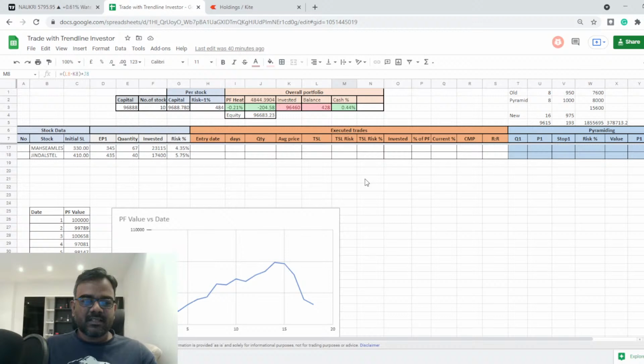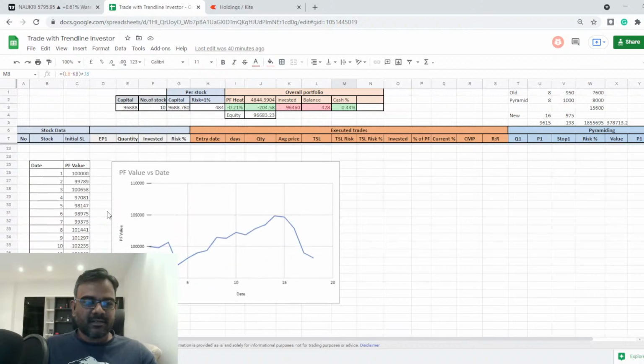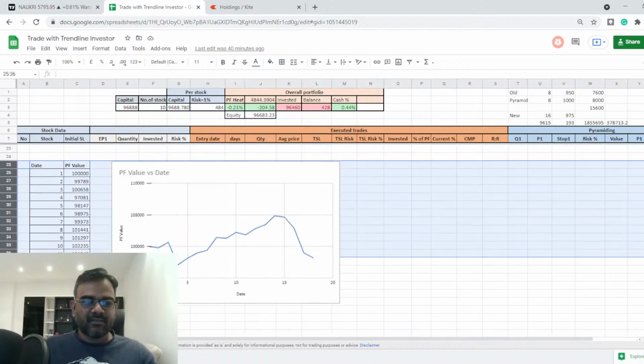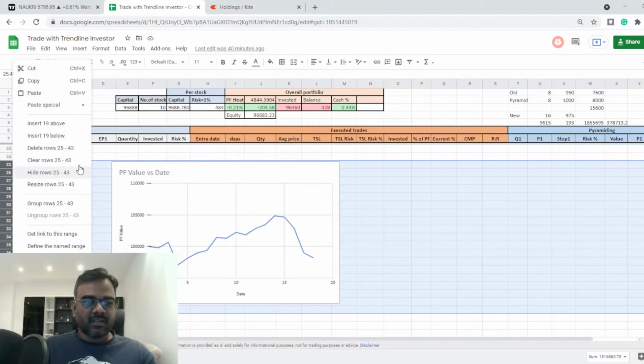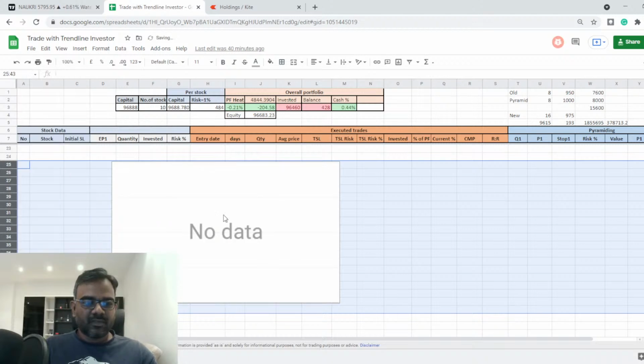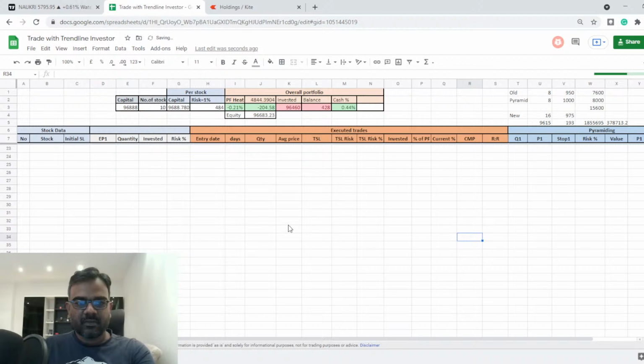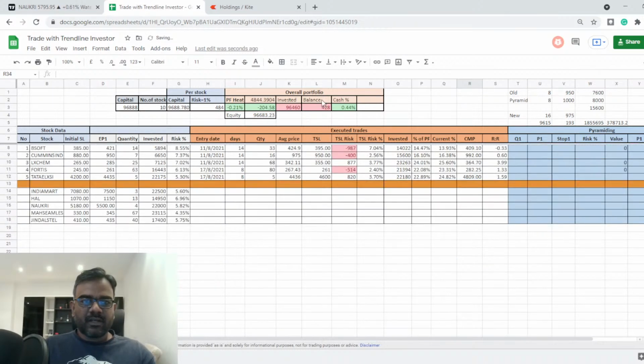Okay, so that's it. I think I also stopped updating this. I think we can remove this. We have an equity curve in our Zerodha where you can look at. So I'll just remove this for now, and this is also not required. Okay, so that's it.